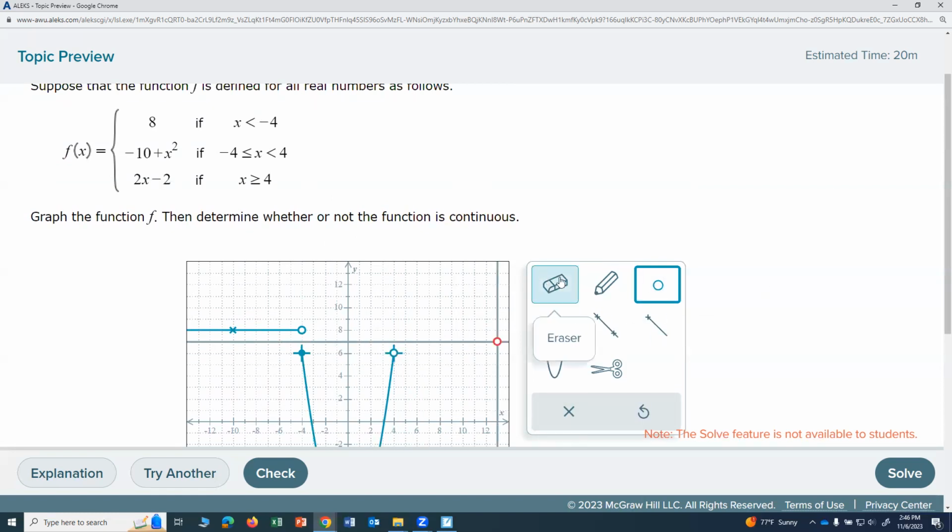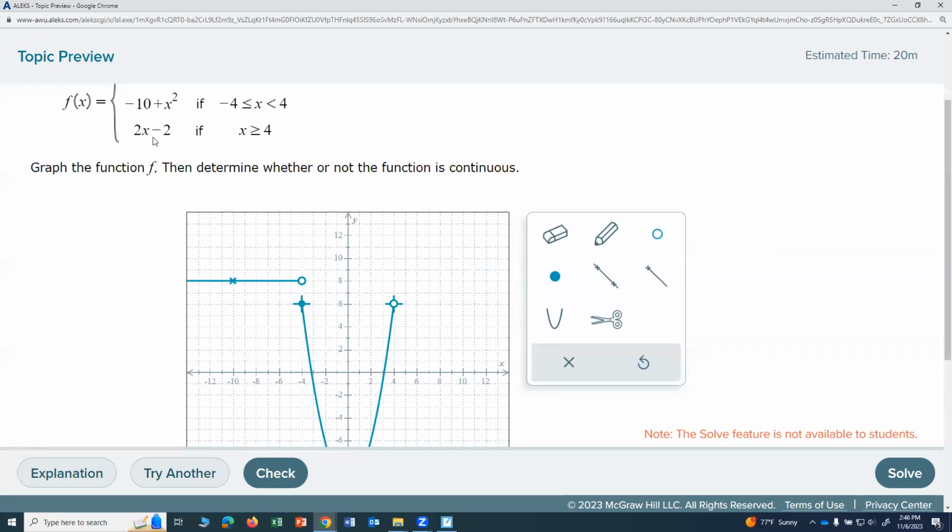All right, now I'm on the third part of my piecewise function. Y equals 2x minus 2 if x is greater than or equal to 4. So if I plug a 4 into here, I get 2 times 4 is 8, minus 2 is 6. So I'm going to have the point 4, 6. And then I have a slope of 2. So I'm going to select the line tool. I'm going to go at 4, 6. And then a slope of 2 is going to be up 2 over 1.